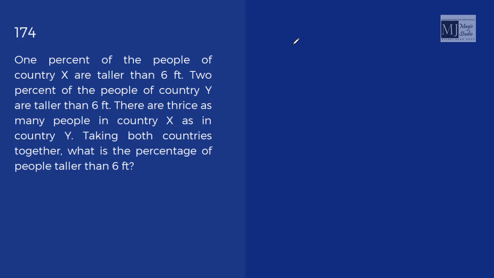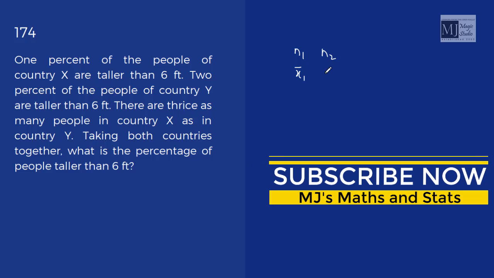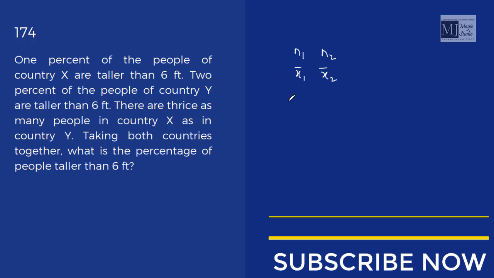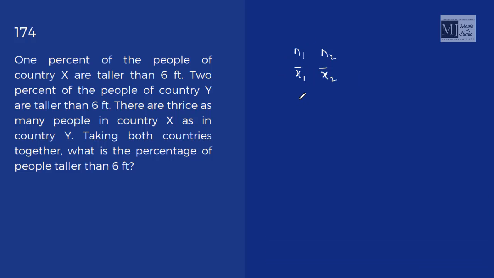If we have two groups of people, Group 1 has N1 people and the average is X1 bar. Group 2 has N2 people with an average of X2 bar. If I want to combine these two groups and find the combined average, that would be (N1 X1 bar plus N2 X2 bar) by (N1 plus N2).